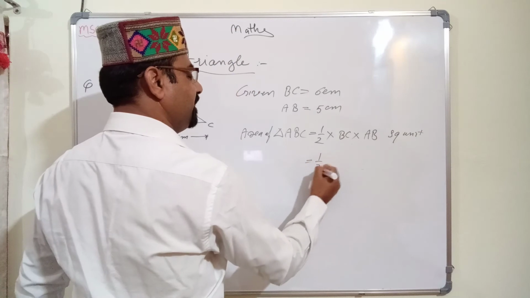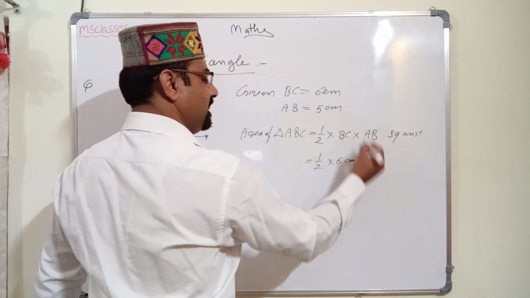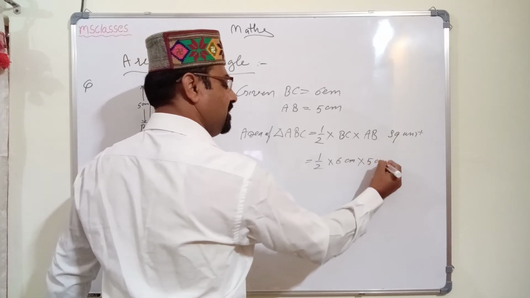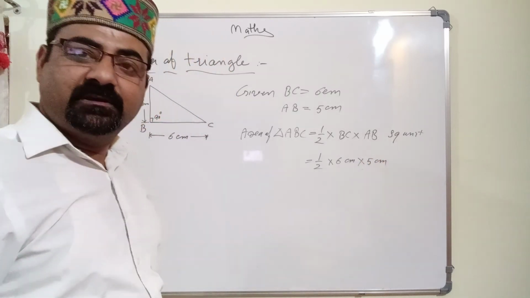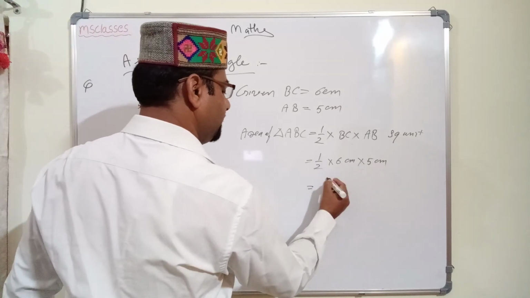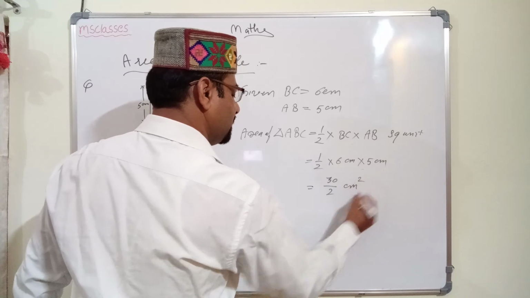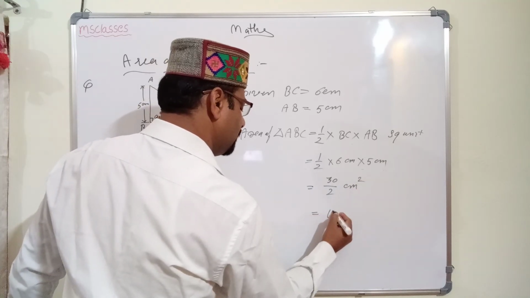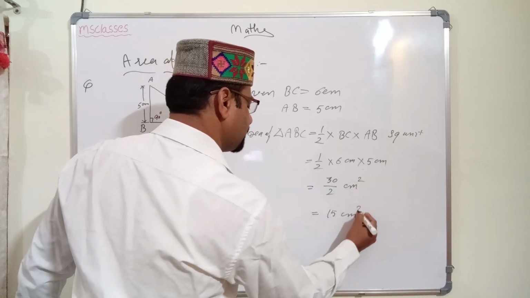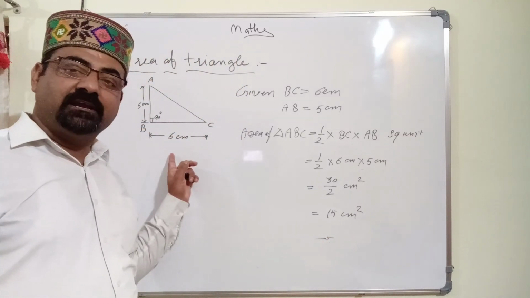And this is 1 by 2. BC is equal to 6 centimeter and AB is equal to 5 centimeter, right? So this is 5 6s are 30 over 2 centimeter square, and this is equal to 15 centimeter square. Guys, this is the area of a right angle triangle.